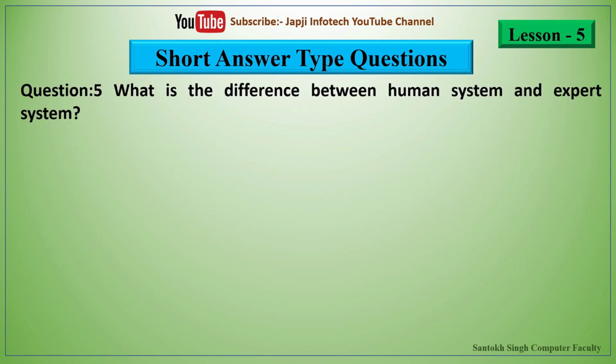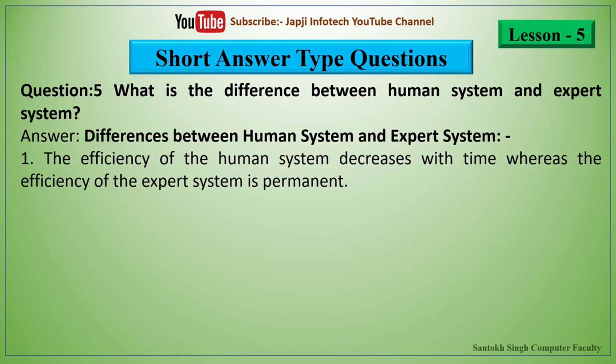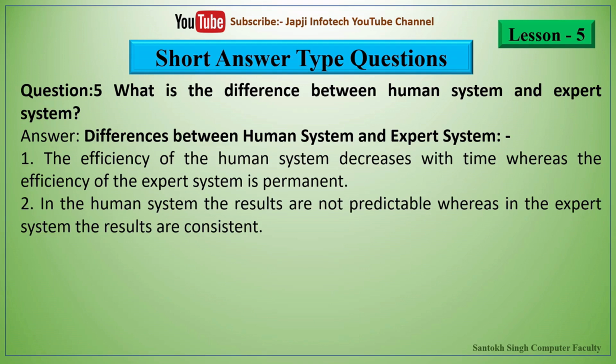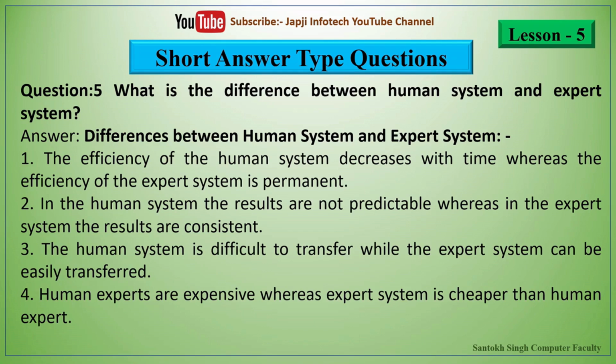And the fifth one is, what is the difference between human system and expert system? The first difference is, the efficiency of the human system decreases with time, whereas the efficiency of the expert system is permanent. Second, in the human system, the results are not predictable, whereas in the expert system, the results are consistent. Third, the human system is difficult to transfer, while the expert system can be easily transferred. Fourth, human experts are expensive, whereas an expert system is cheaper.